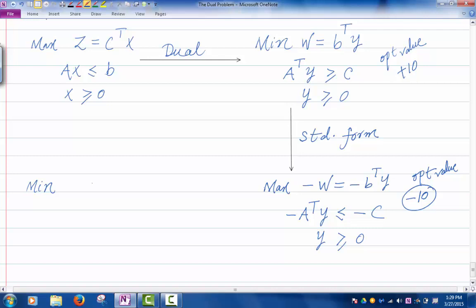Anybody? I'm not sure what symbol to use for the functional here. I used Z, W. What else can I use? Q. Okay, Q.